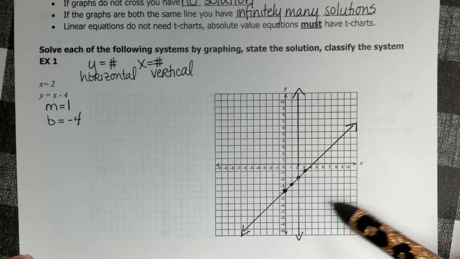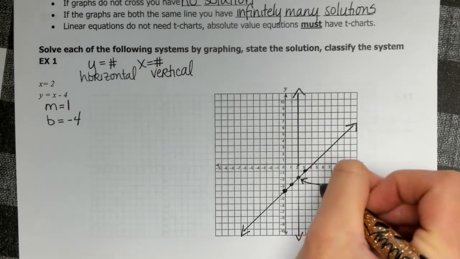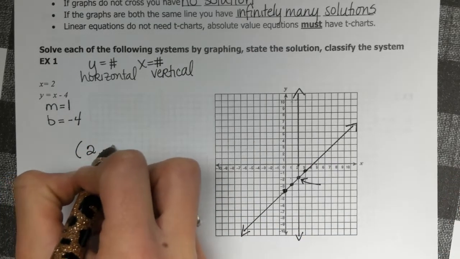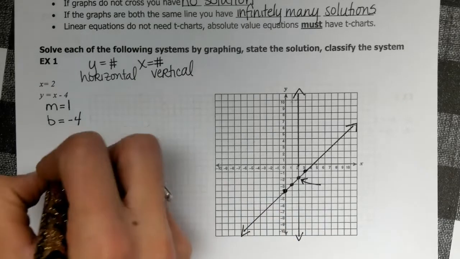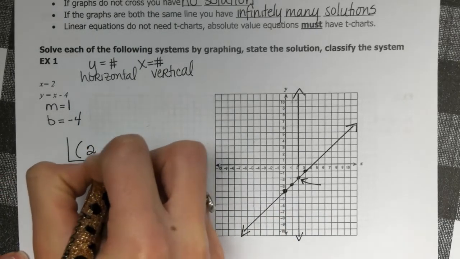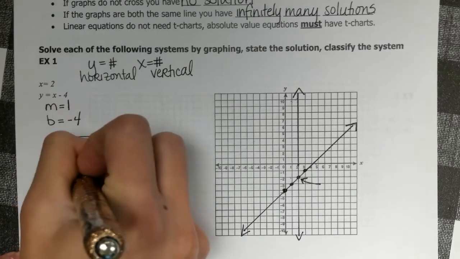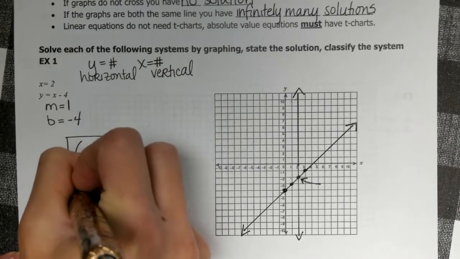So I've graphed my two lines and I look at where they meet. So right here is my point of intersection, and that is at 2, -2. So that would be my first part of my answer. And then I have to classify it. Okay, so if I classify it, I've got exactly one solution. So that's going to be consistent and independent.